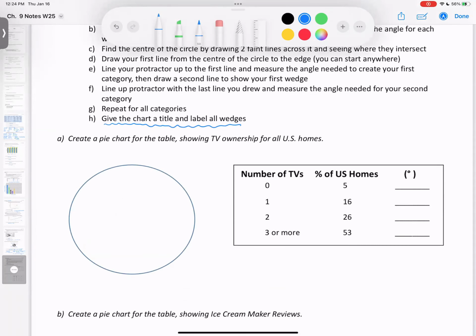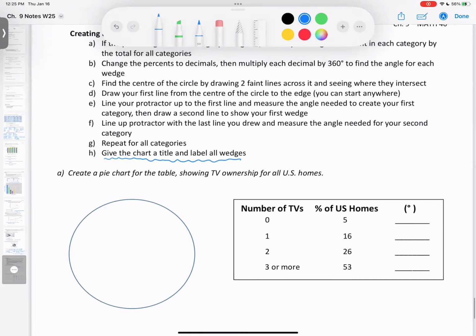So here we have some data. We're told the number of TVs per household and the percent of US homes that have this many TVs. So the percentage has already been given to us, which is great. So step A is already done. The next step is to figure out the number of degrees each category occupies. So we're going to change each of these percents to decimals. So 5 would be 0.05. Multiply it by 360 degrees.